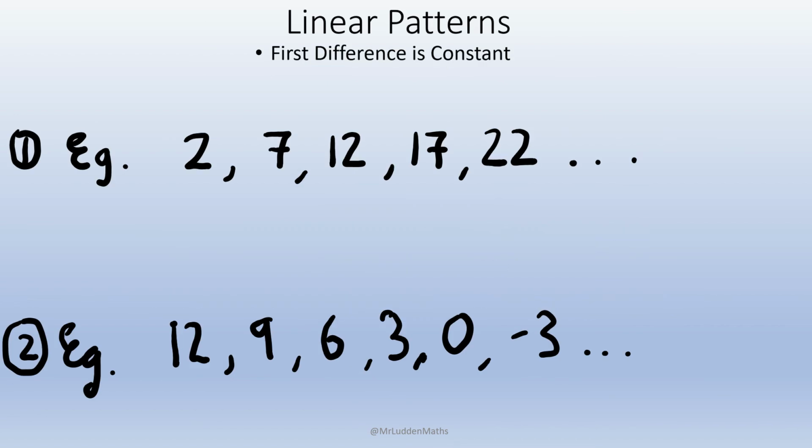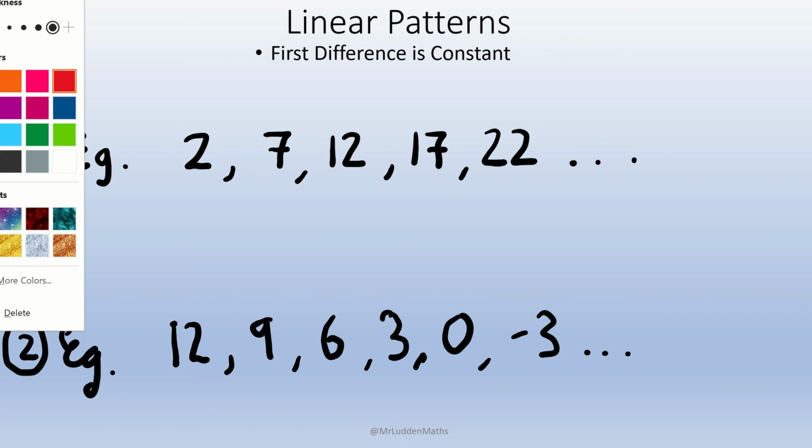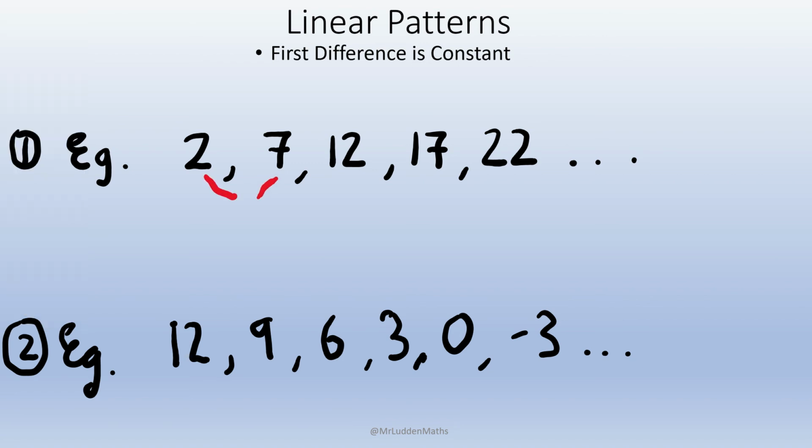So this is to prove that something is linear. To prove that something is linear, we need to prove that our first difference is constant. So for our first example here, the way I'm going to do that is I'm going to just get my red pen. The difference between 2 and 7, in other words, what would I add to 2 to get 7? I'd add 5, and that's plus 5.